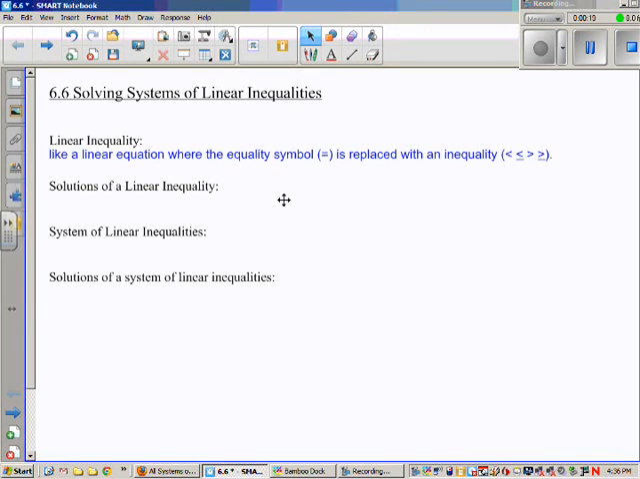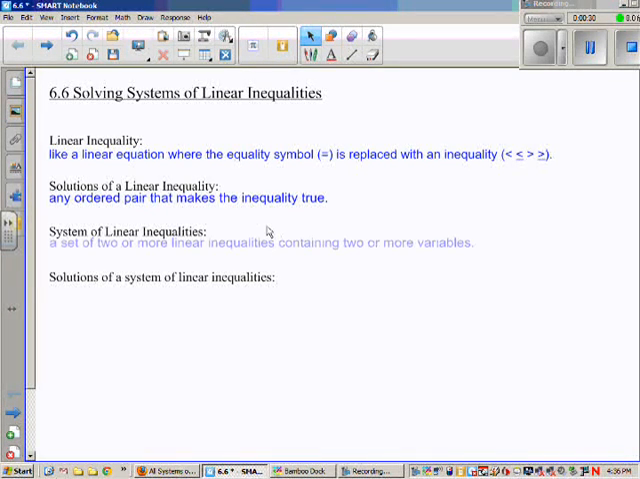than or equal. Solutions of a linear inequality, that's going to be any ordered pair that makes the inequality true, and there will be more than one of those. Systems of linear inequalities. Now a system is going to be a set of two or more linear inequalities containing two or more variables. We'll just deal with two variables and most likely two, maybe three linear inequalities aside from what we call the common sense ones, where in a story problem you have to have positive values. And we'll cover that when we do the word problem.